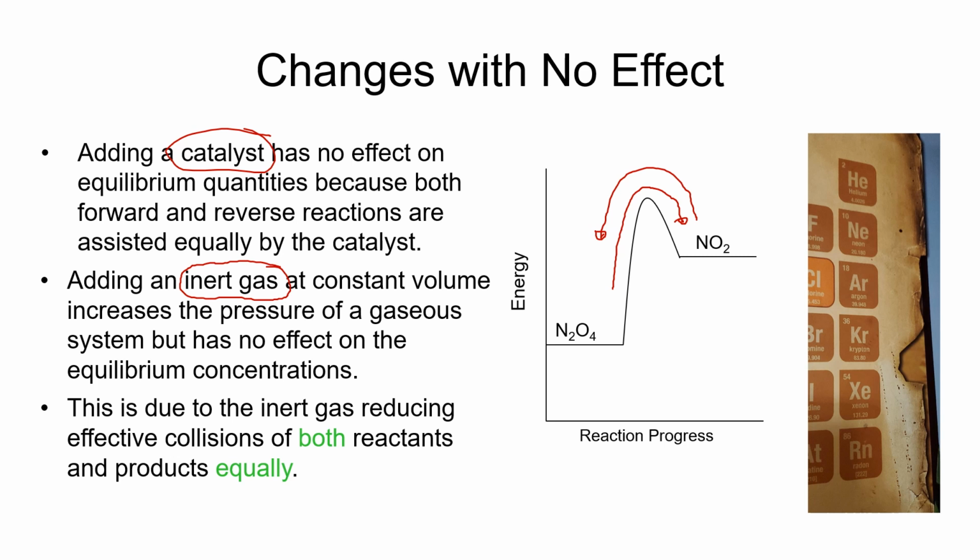It will impede the reaction. Kind of think of it like the anti-catalyst. It's going to impede the reactions in both ways because it will interfere with some effective collisions. But again, it has the same effect going both ways, and so no net overall effect to the equilibrium position.